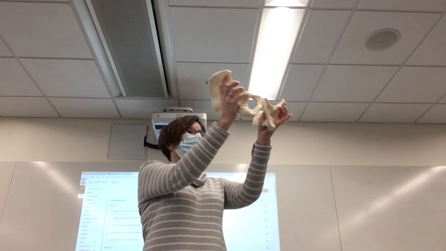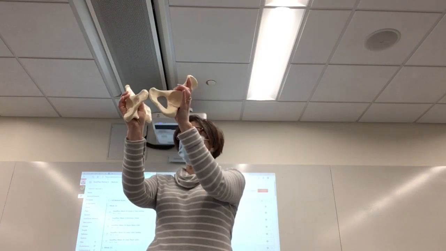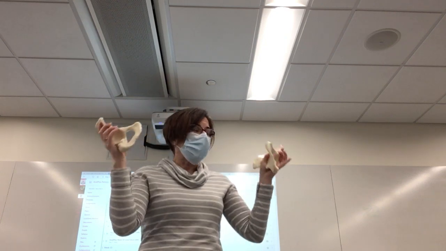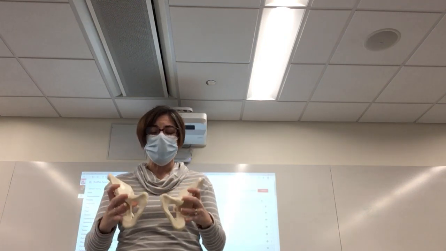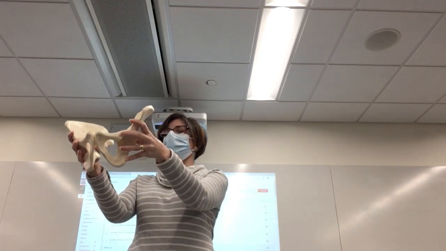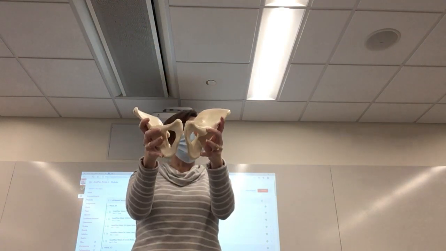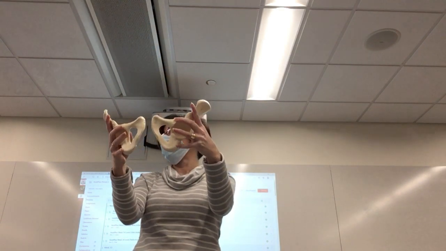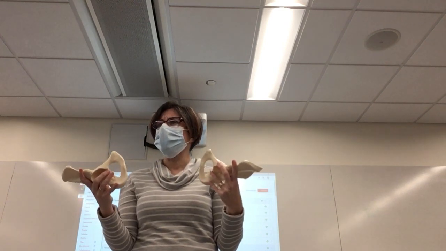So in males, that pubic arch is narrow, and in females, it's a little bit more open because our pelvic brim is designed for childbirth. The pelvic circle, or the way that it's arranged, a male pelvis is more like a cone, where a female pelvis is more like a bowl. Okay? So there's a couple of differences there.